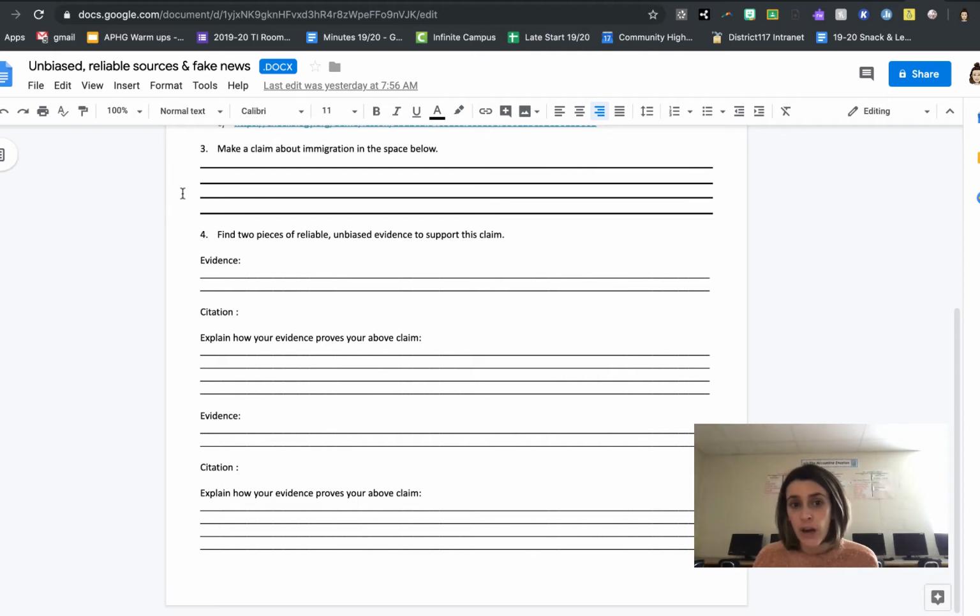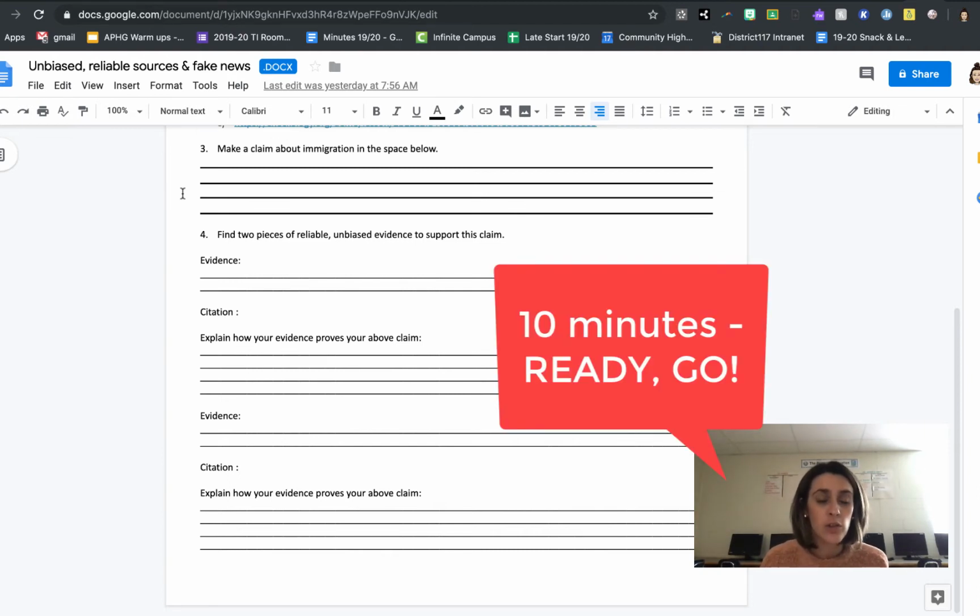But we do have to move on. So I'm only going to give you 10 minutes now because we need to make sure we have enough time to get started on our Key Issue 4 notes. So you should have this handout in front of you. You can take out your Chromebook, make your claim, find your evidence, and explain how it supports your claim.